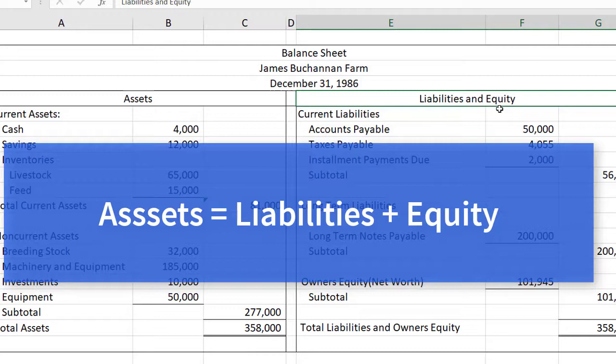What I like to tell people is that liabilities and equity tells you who owns the assets. So the liabilities is where you've borrowed money, meaning that someone has a legal claim on your assets because you've got to pay the money back. And the equity is your net worth, your portion of the assets that belong to you.